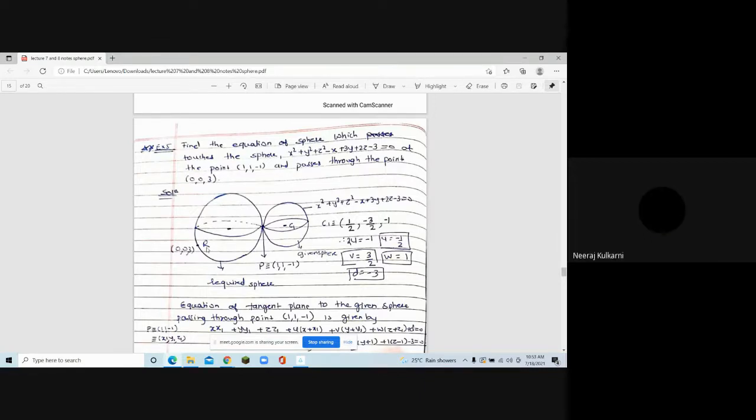Ma'am, how can we get a plane? Actually, find the center of the required sphere. We can find the center as (x, y, z), and we know the distance between C and R, and we will equate that with C and P. Ma'am, we can consider a plane passing through the common point. There are 2 points given, and the radius will be the same. The center of that small sphere, we can find it.